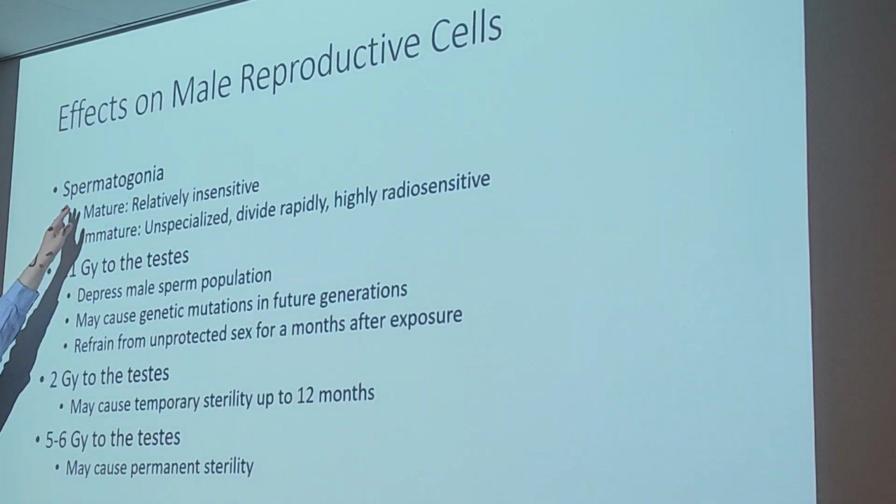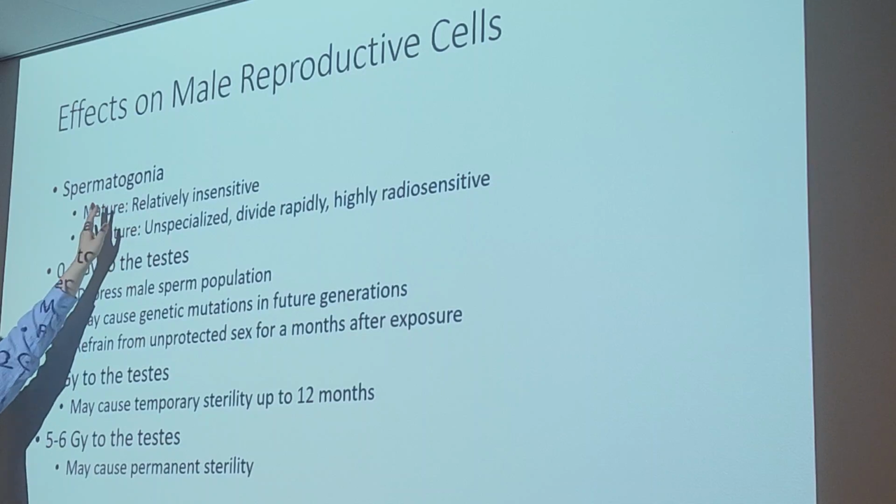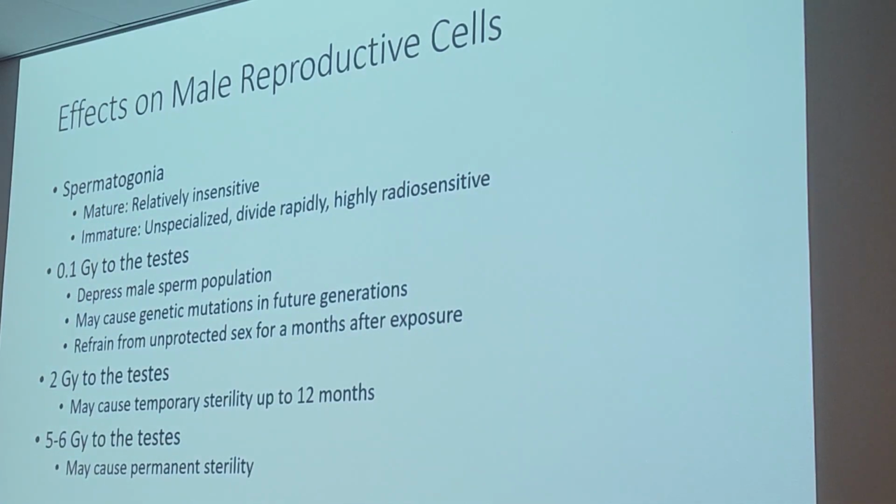Mature sperm are relatively insensitive. It's the immature sperm, right before meiosis, that are constantly dividing. These are the ones that are most radiosensitive. The damage happens here, and then they mature. The damage gets carried over to the mature cell, and then that damage goes over to the baby after fertilization.